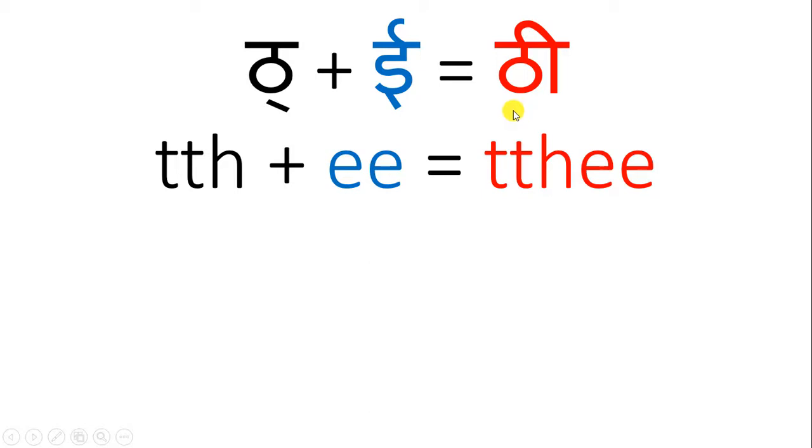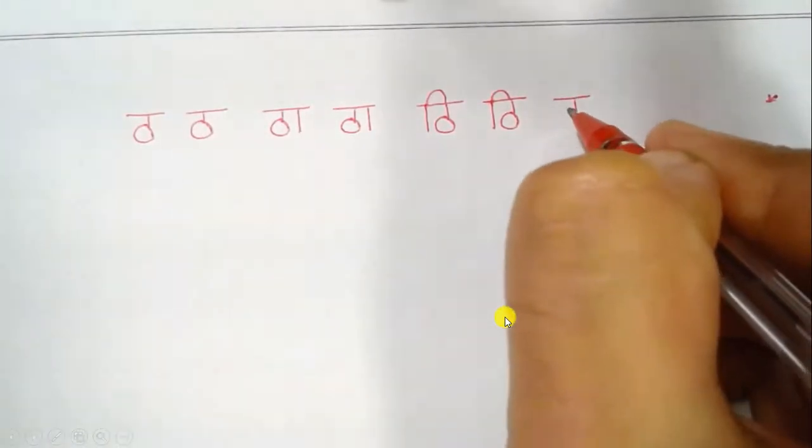The next sound is T. And we get this sound T when we add T to E. T plus E equal to T. Alright, let us see how to write T.